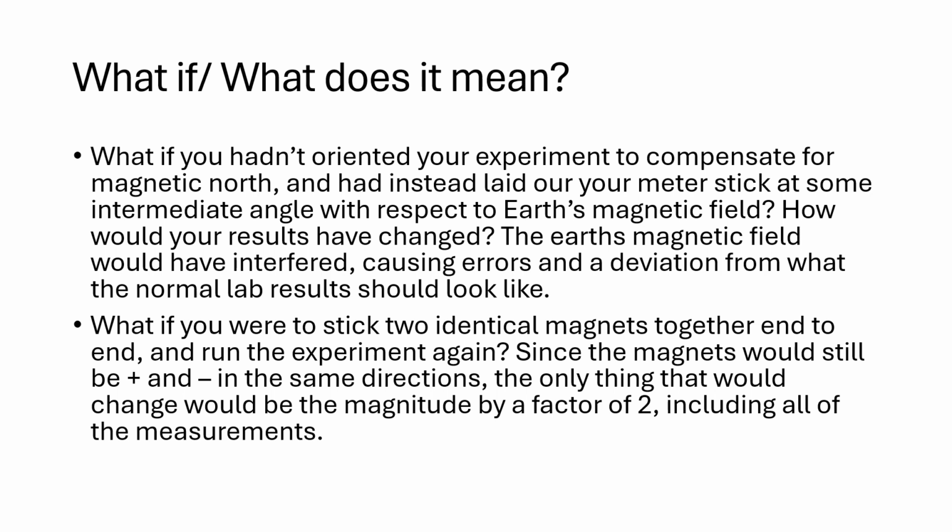Second, what if we had stuck two identical magnets together end to end and run the same experiment? Pretty much everything would be the same, other than the magnitude of everything would change by a factor of 2. So all the measurements would be twice as far away or twice as close or whatever.